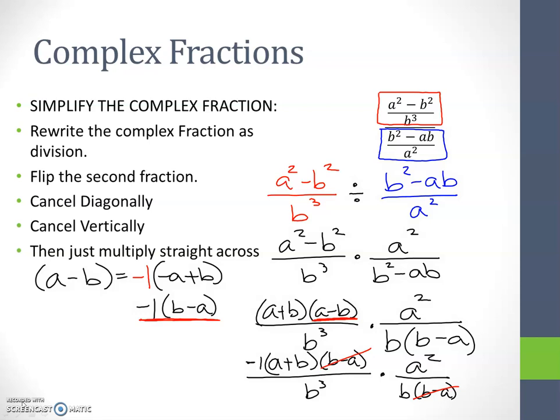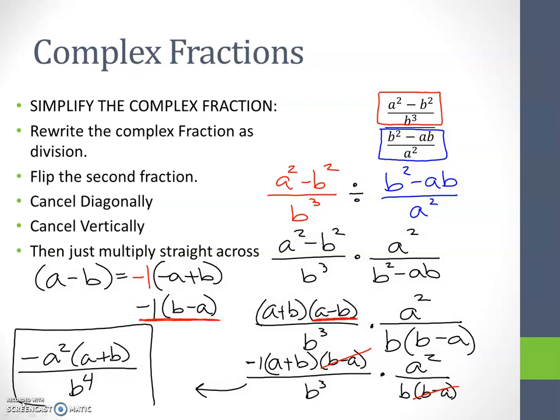So my final answer for this, I'm going to have to write it over here because I ran out of room, is negative a plus b times an a squared. So typically when we have that, we'll just put the a squared out in front. So negative a squared times a plus b. In the bottom you have a b cubed and just a b. So we have a b to the fourth. Is there anything else that can cancel? No, I can't cancel those b's because that's a plus b, so that b is part of a term there. So that's just our final answer.